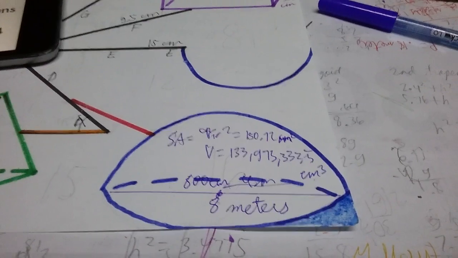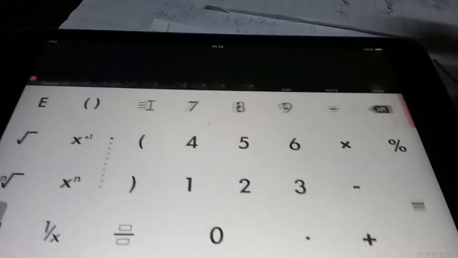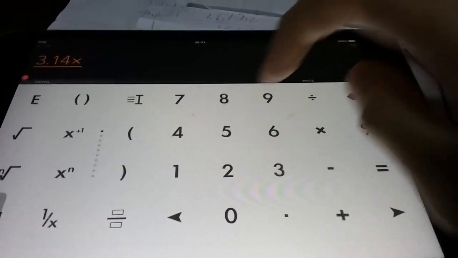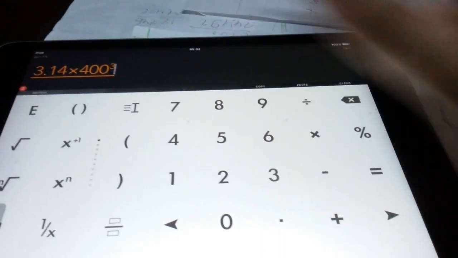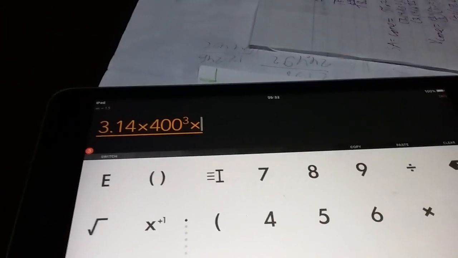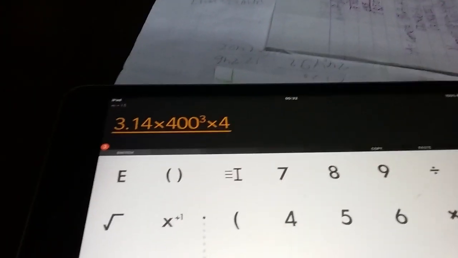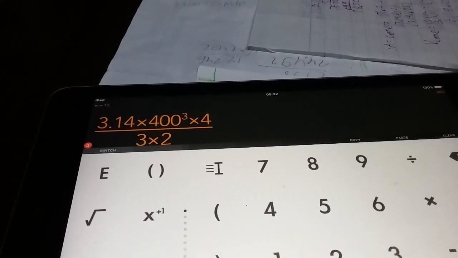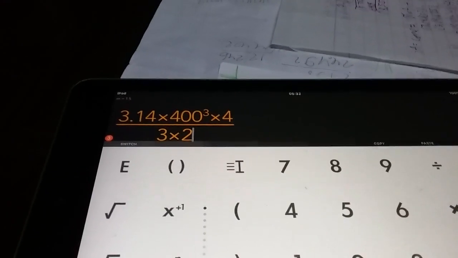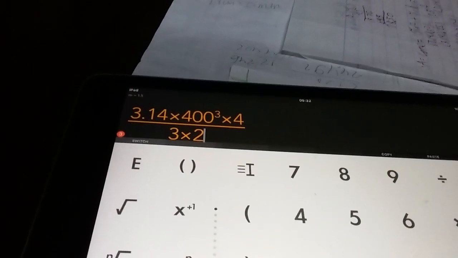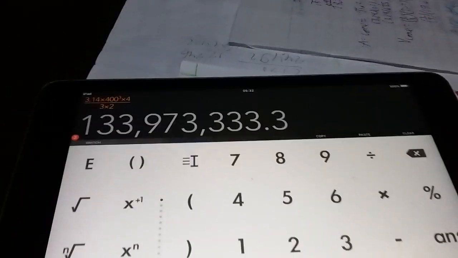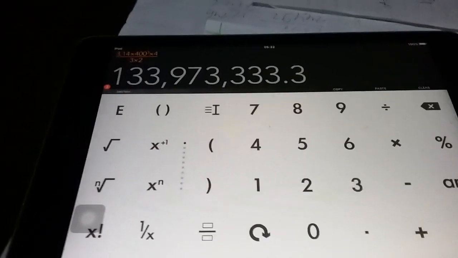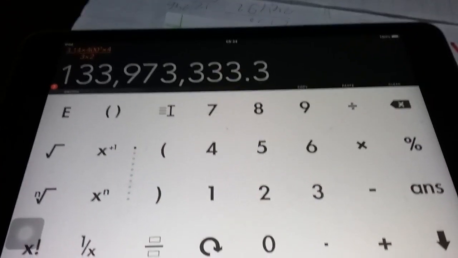If you want to try the alternative formula, you can still do that. Remember I told you there's a shortcut formula? This is the formula: 3.14 times the radius cube, which is 400 cubed, times, remember it's a fraction, 4 divided by 3 times 2. Normally you have to divide by 2. But you should get the same answer of 133,973,333. Did you get that? We did get the same answer. So therefore, this checks. Thank you, calculator, for solving my problem.